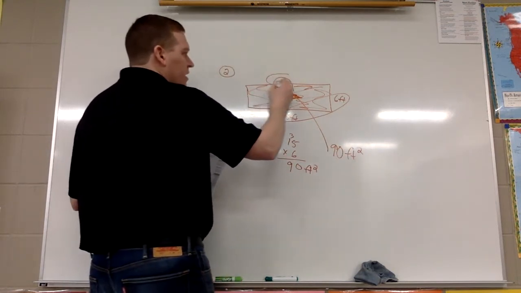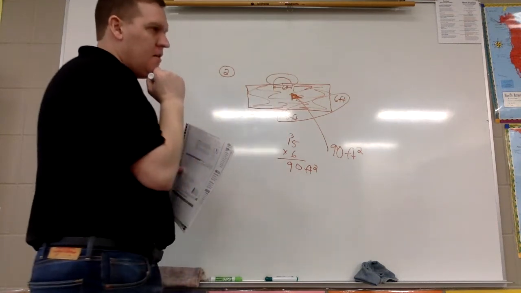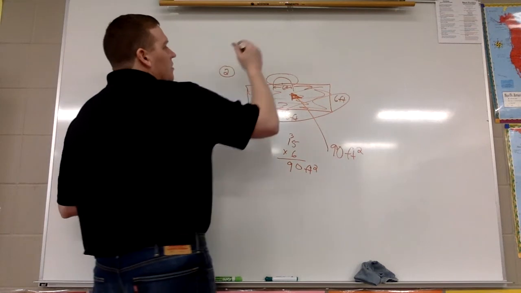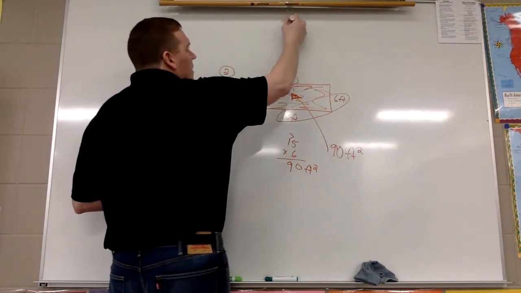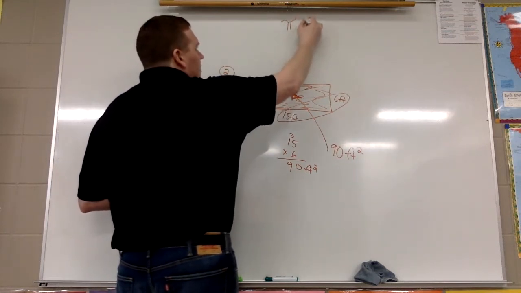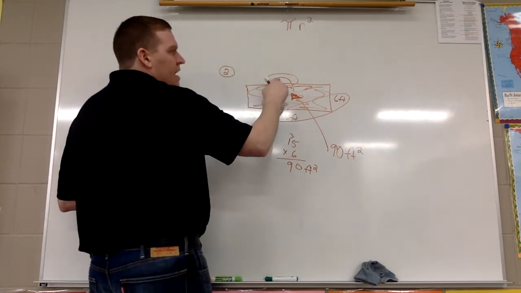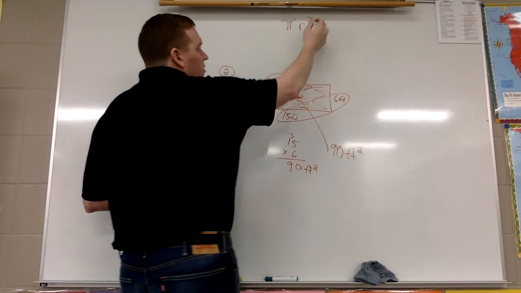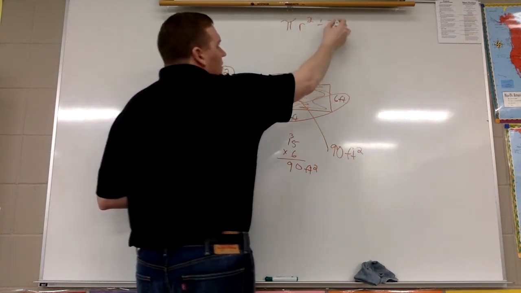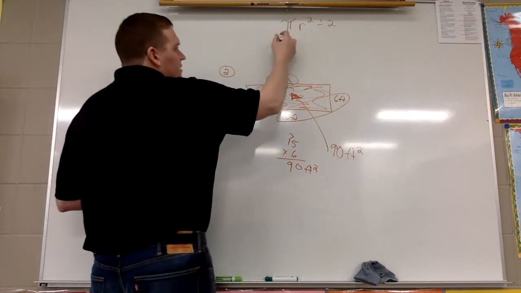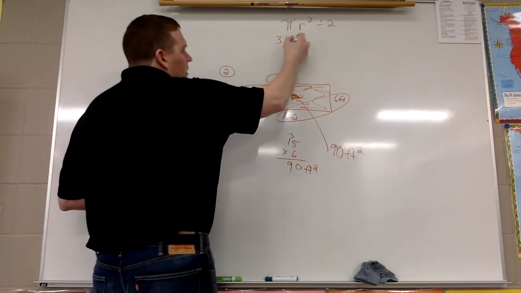I still have to find the area of this semicircle, okay? Remember, area of a circle is pi times my radius to the second power, or radius squared. And then, since it's only a half circle, a semicircle, when I get done, I have to divide it by 2, okay? So pi is 3.14.